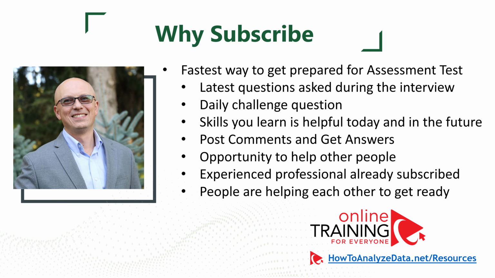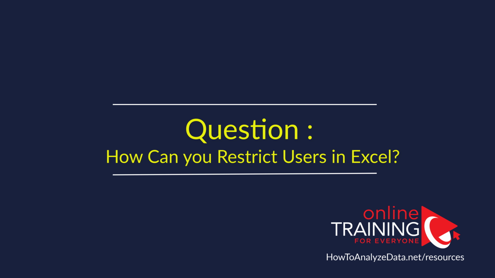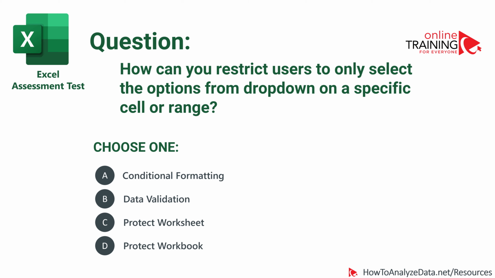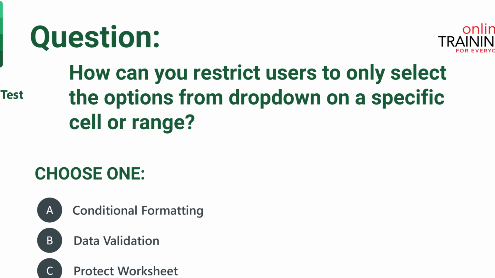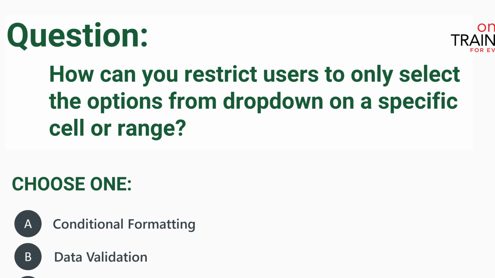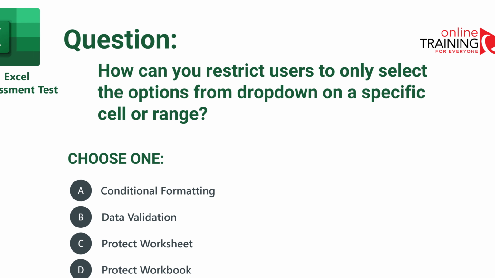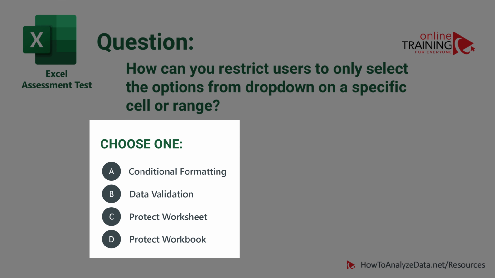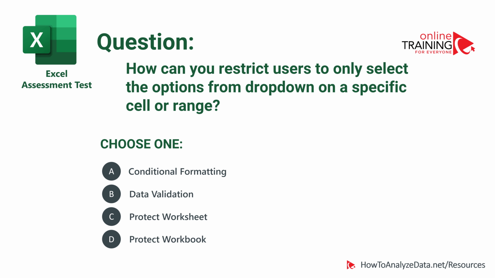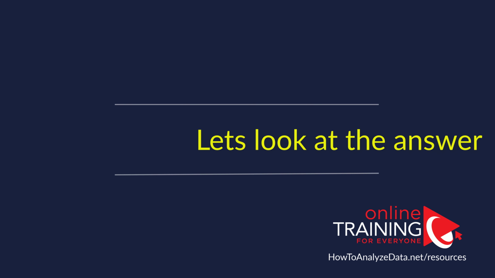Now let's continue and get you ready for the assessment test. Here's an Excel test question to help better understand your knowledge of the user entries. How can you restrict users to only select the options from a drop-down on a specific cell or range? And then there are 4 choices: conditional formatting, data validation, protect worksheet, protect workbook. Which one do you think is the right one?